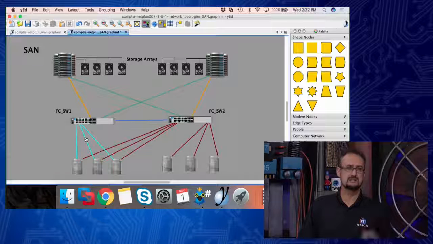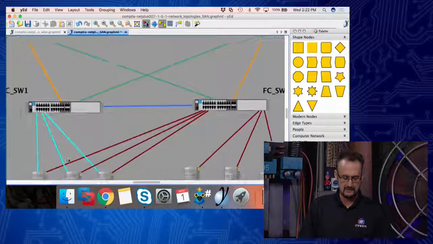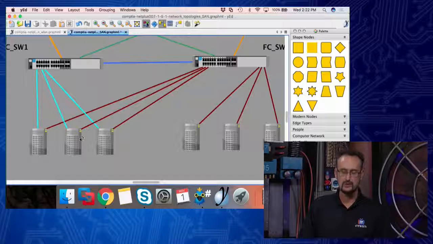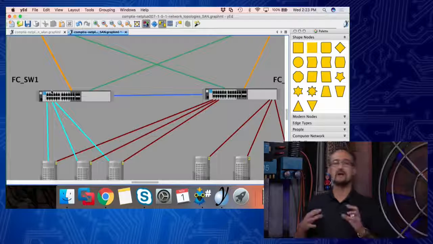So very, very expensive, high-speed fiber optic communications. That's where we get terms like Fibre Channel. Your servers will have what are known as HBAs, host bus adapters, and then they'll connect into fiber switches. And you can see there is a whole bunch of spaghetti all over this diagram because they want high speed and redundancy.